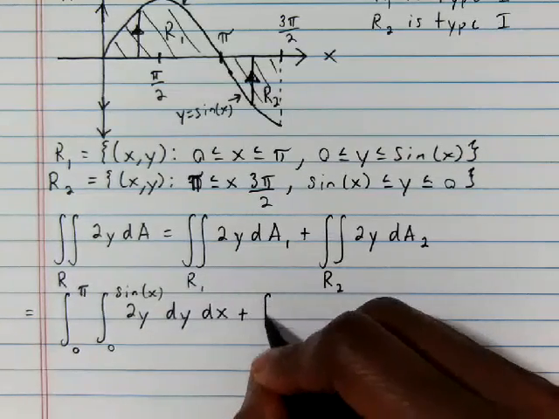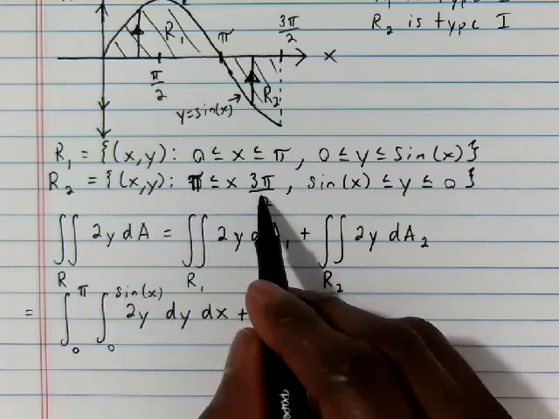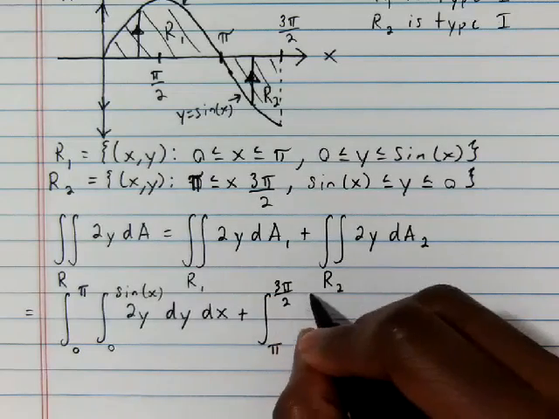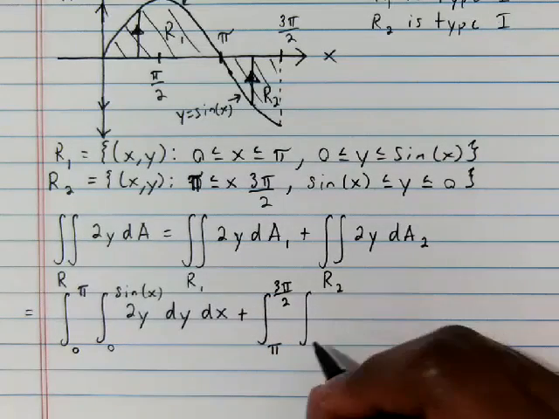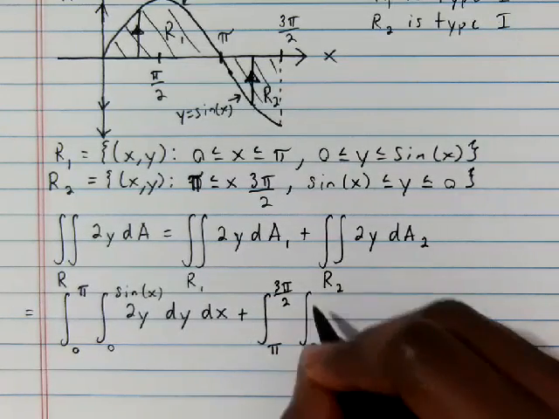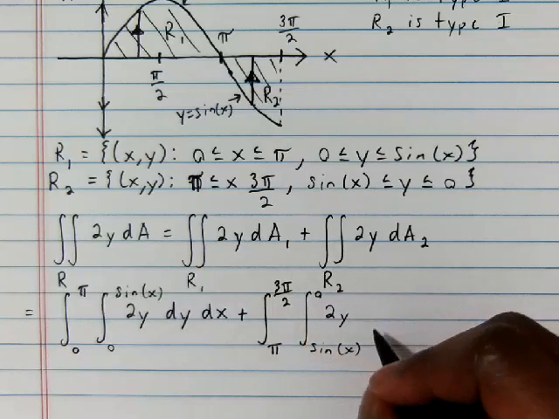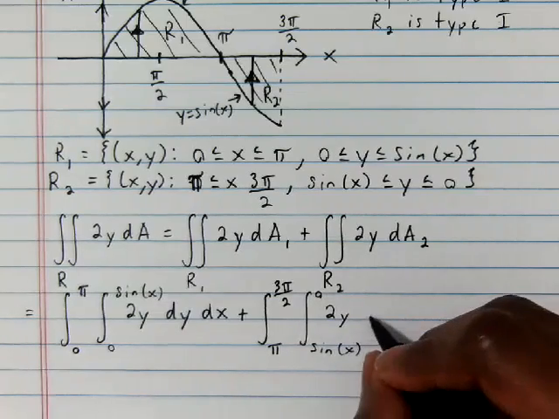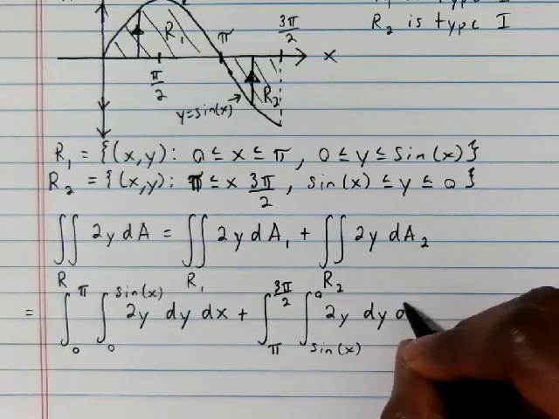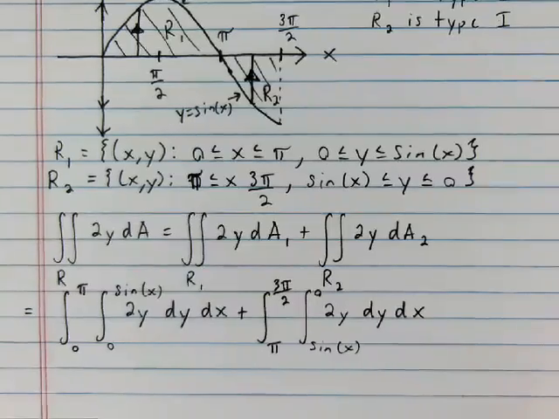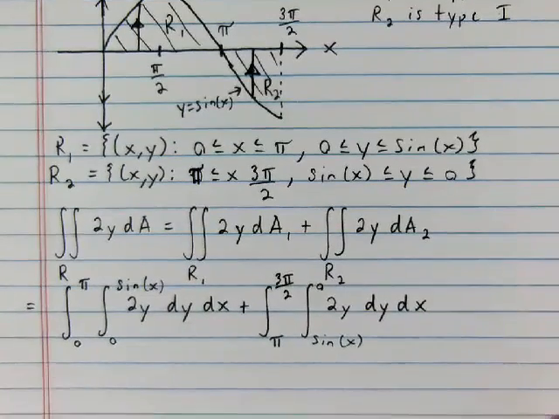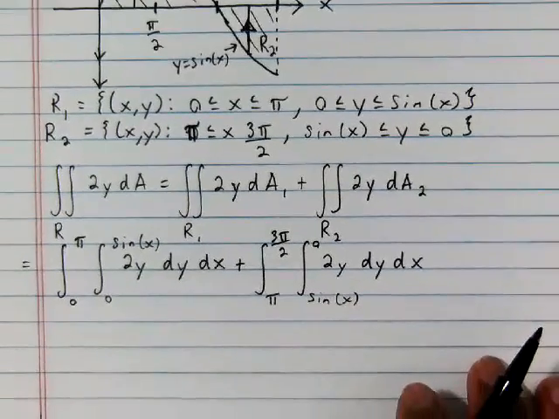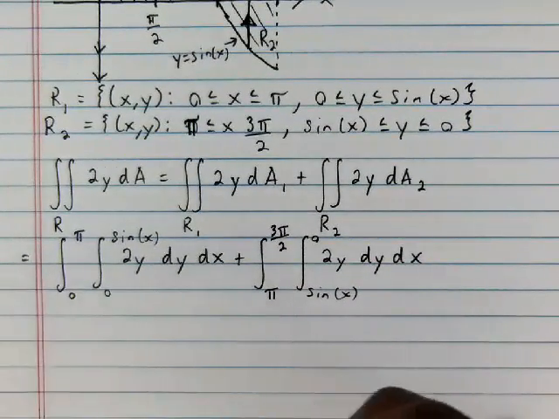And plus the integral from pi to 3 pi over 2, and then from sine of x to 0, of 2y. These have x's in them, so that tells us this is dy and then dx. All right, and then from there, I'll just go through the first part to get us out of these iterated integrals and get us back to calculus 1.